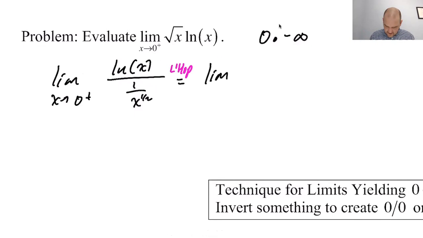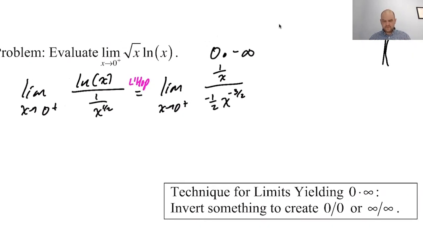Limit as x approaches 0 from the right of the derivative of natural log of x, which is 1 over x, jumping the gun. And then the denominator, I'm thinking of it as x to the negative 1/2. So the derivative is negative 1/2 x to the negative 3/2. Okay, what does this simplify to, right? So before anything, I'm going to kind of simplify this.